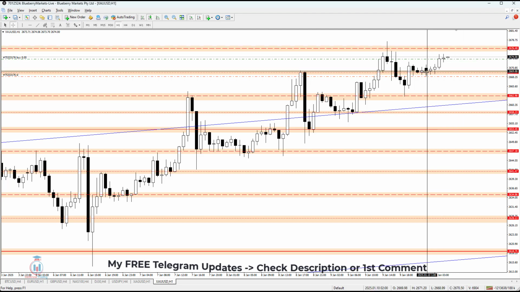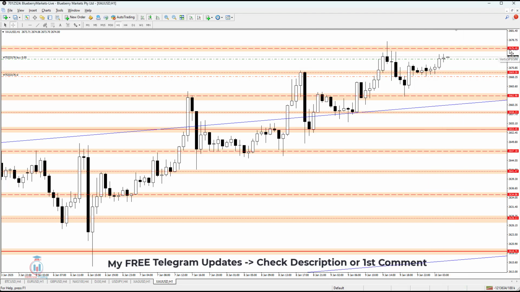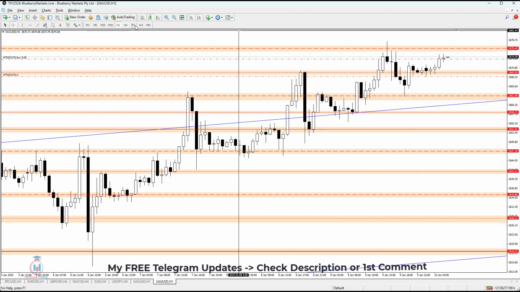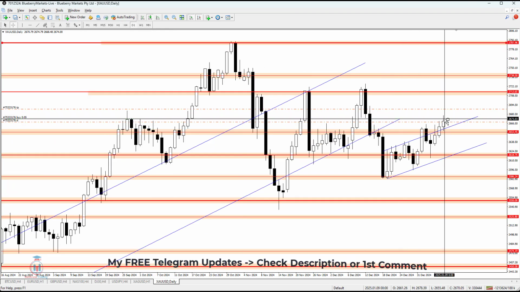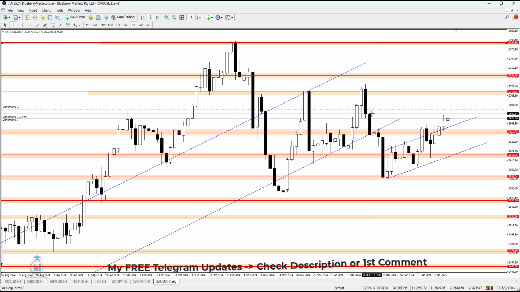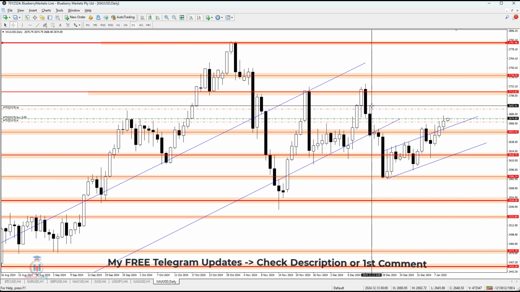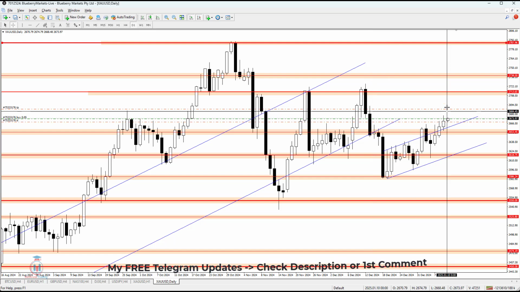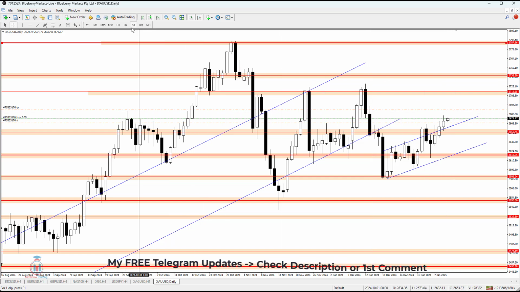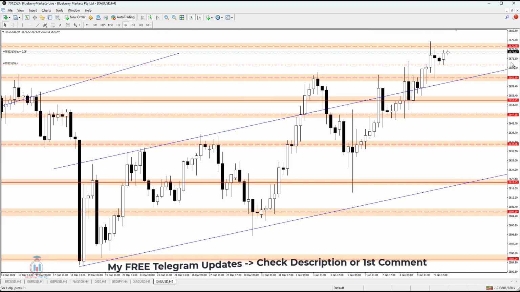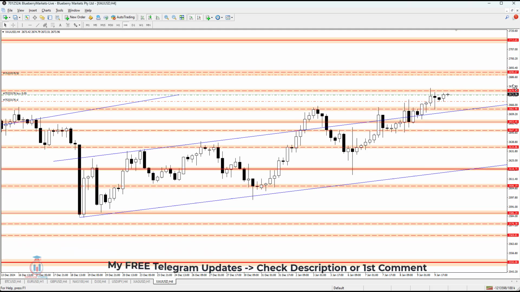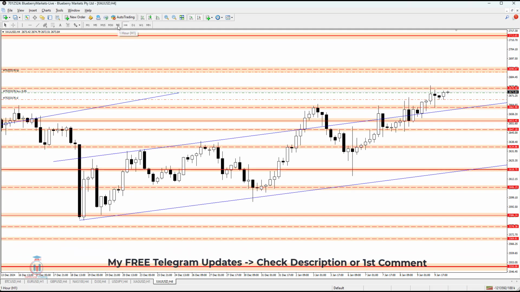Next, we can see that the first target is 2676.40. But if we go to the daily time frame, it is currently showing me that the next target will be 2680, and after that we can see that the next level would be around here, 2693. This is the price where it is currently heading, but we can go step by step following these support and resistance levels on the 4-hour time frame and also the 1-hour time frame.